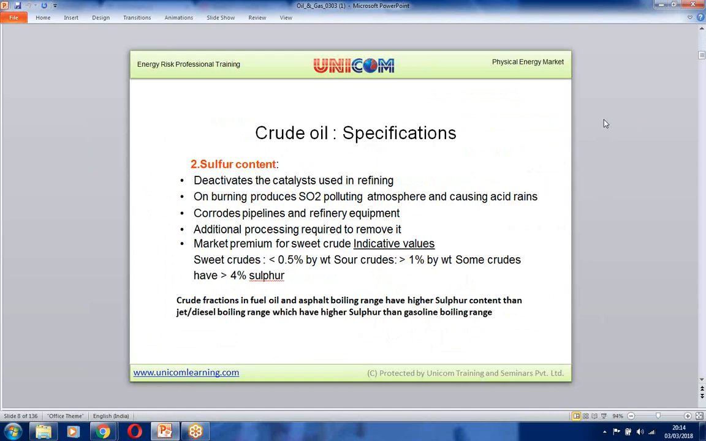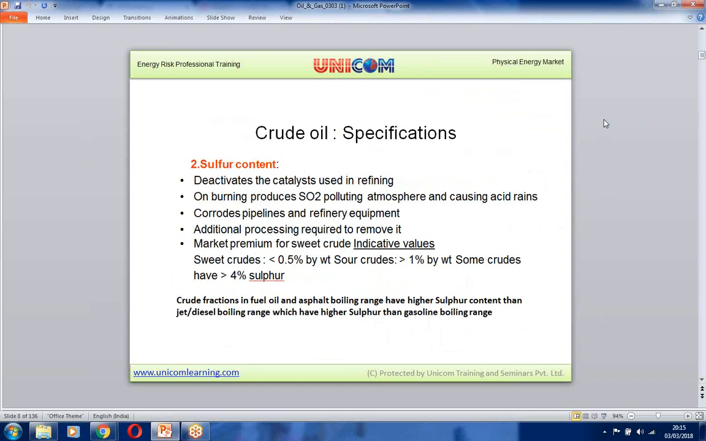Now coming to sulfur content, this is another factor that distinguishes crude oil qualities. Sulfur content is very important in crude oil because of the nuisance it brings with it. It deactivates the catalyst in the refinery. It produces SO2, which pollutes the atmosphere, causing acid rain. It corrodes pipelines and refinery equipment. So additional processing is required to remove it. The more the sulfur content, the more the capital investment in the refinery to remove it.